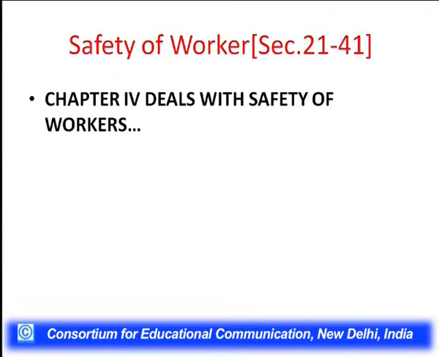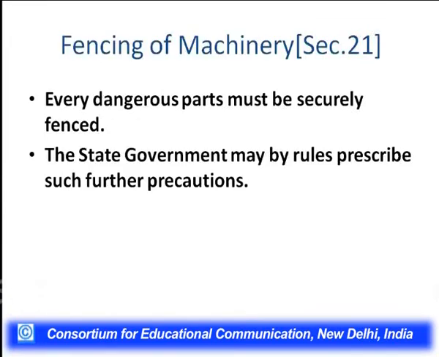Then, sections 21 to 41 are regarding the safety of the worker. So, till now, sections 11 to 20, we studied about the health of the workers. Now, sections 21 to 41 are regarding safety. Section 21 is regarding the fencing of the machinery. Every dangerous part of the machinery must be securely fenced. The state government may, by rules, prescribe such further precautions.